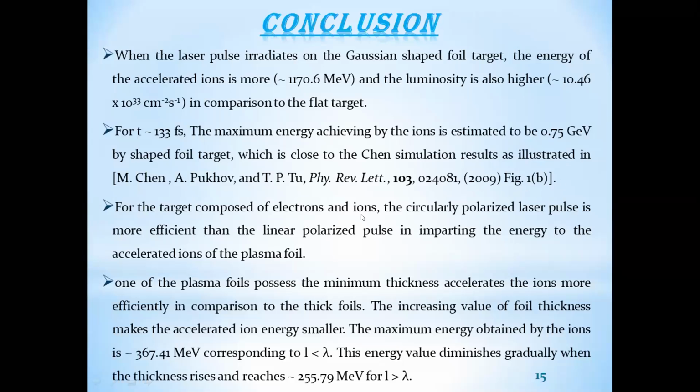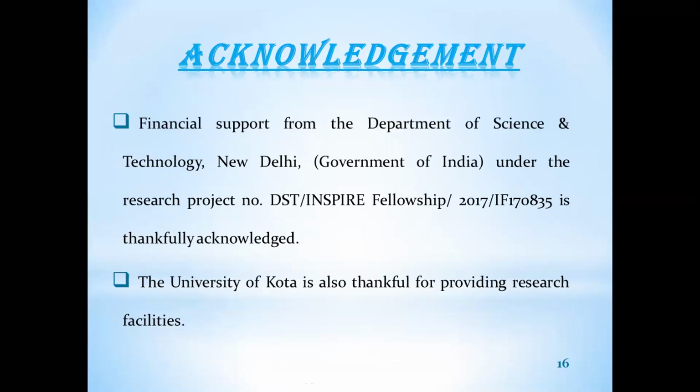For the target composed of electron and ion, the CP laser pulse is best in comparison to the linearly polarized pulse. And the last result is that when we increase the foil thickness, the energy of the accelerated ion becomes smaller. The maximum energy obtained by the ion is approximately 367 MeV, corresponding to L less than lambda, and this value diminishes gradually when the thickness rises and reaches approximately 250 MeV for L greater than lambda.